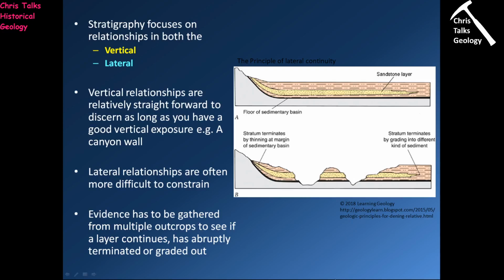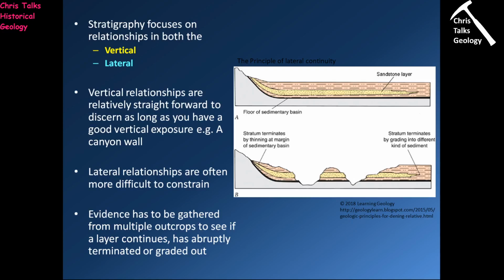So stratigraphy is focused on relationships in both the vertical and the lateral. Vertical relationships are relatively straightforward. As long as you have a good enough exposure, you can see what was going on. You look at the rock at the bottom of the sequence, and the principle of superposition says that's going to be the oldest. Then you simply work your way up the sequence one layer of rock at a time, and you work out what depositional environment each layer of sedimentary rock represents. So vertical relationships are very straightforward.